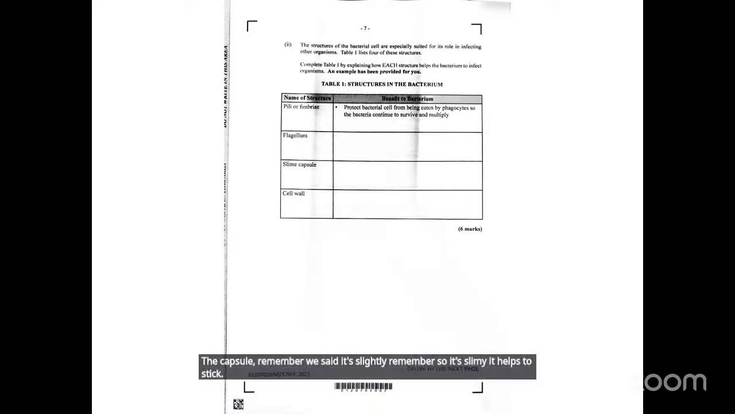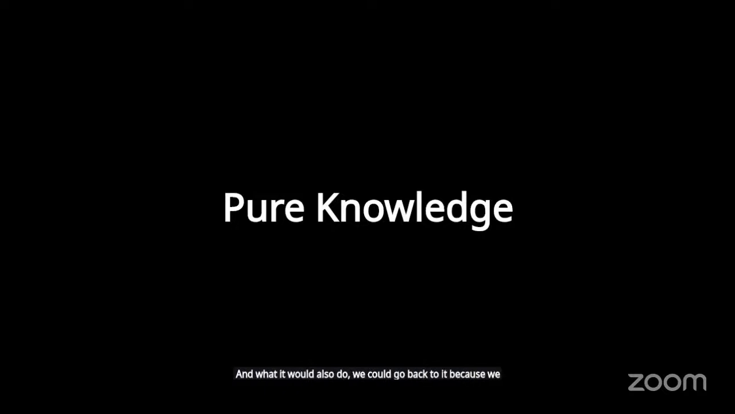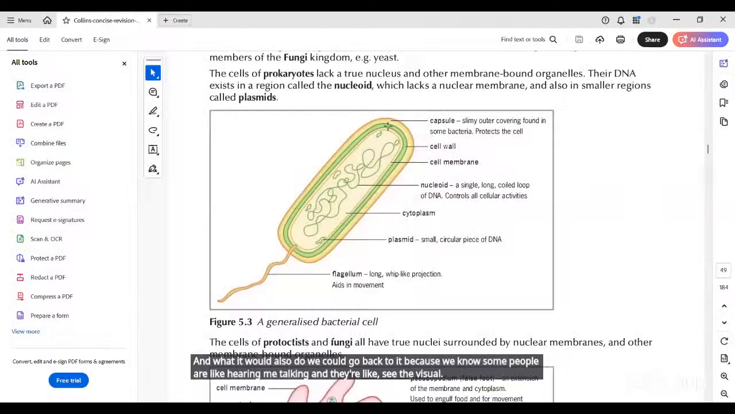The capsule, remember I said it's an extra component. So it's slimy, it helps to stick. And I could go back to it because we know some people don't like hearing me talking and like to see the visual. So if we go back to it, we see that it's an extra component.